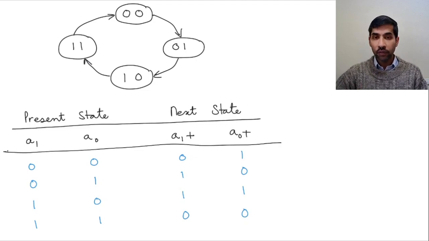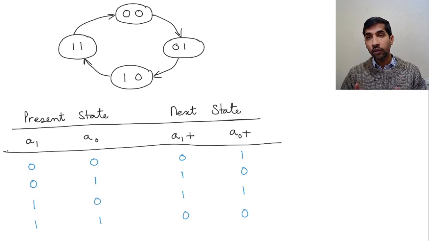Now, what we want to do is use the state table to make a sequential circuit. And for that, you will have to decide which kind of flip-flop you want to use. Let's say we want to use T flip-flops. Let's see in the next video how we are going to use T flip-flops to make this kind of a counter.